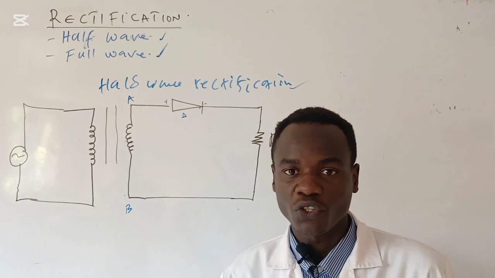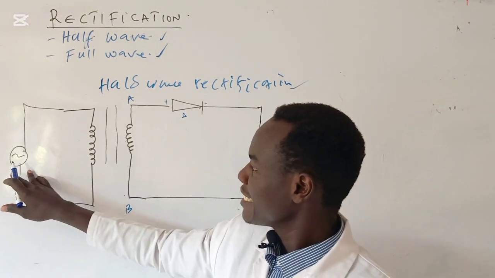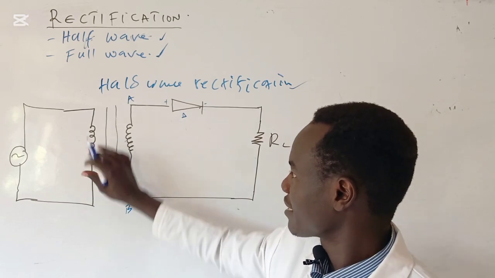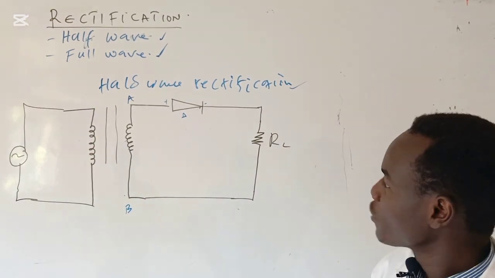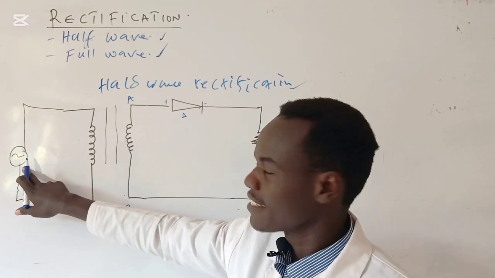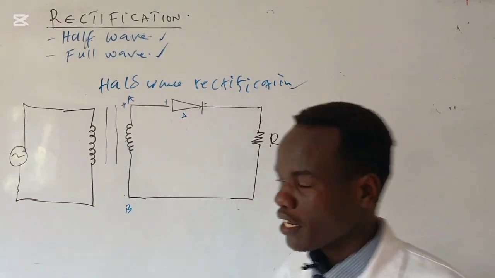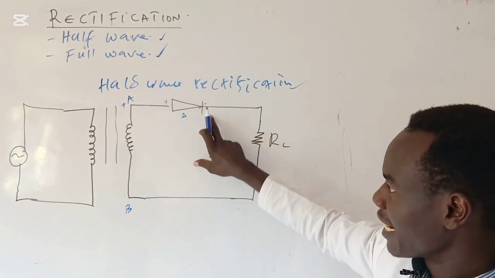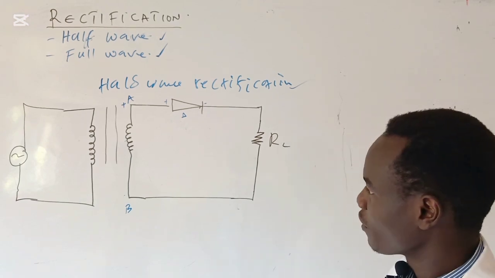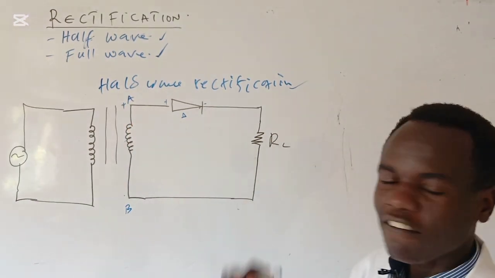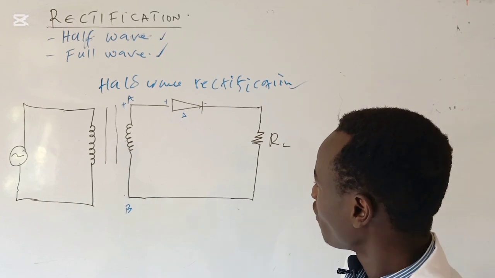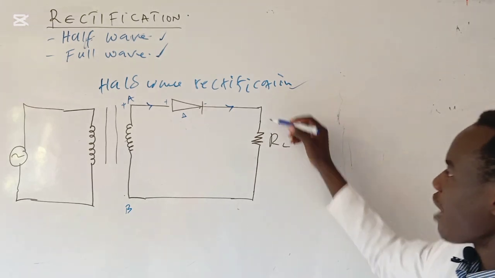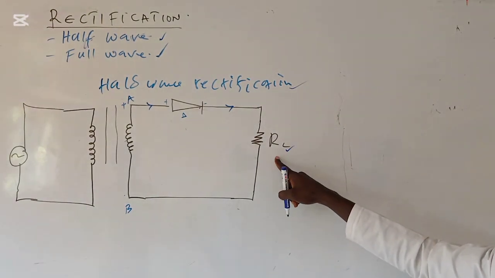In the half-wave rectification, a pulsating AC current is fed to our transformer. This is the sign of the transformer. During the positive half cycle of this pulsating AC voltage, remember that for the diode, this side is positive and this side is negative. It means that during the positive half cycle, it finds the diode in forward biasing, meaning that current will flow in this direction through our load RL. This is our load resistor.